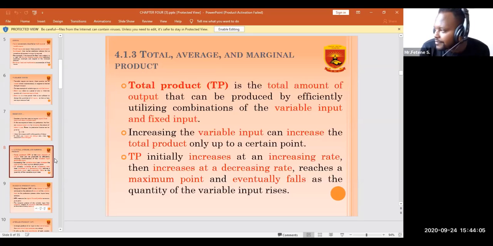The other thing is total, average and marginal products. When we talk about production, there are total products, average products and marginal products. So what are the basic differences of these three terms, how do we calculate them, and how do we relate them to each other? Next time we'll start from these points.